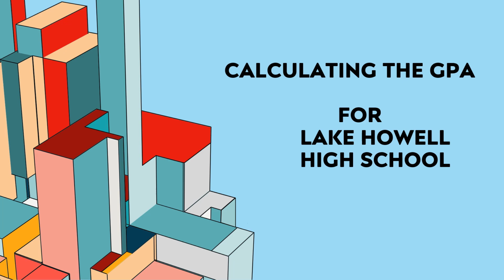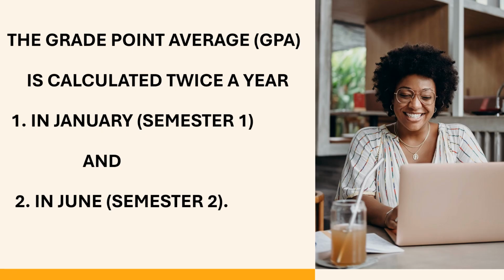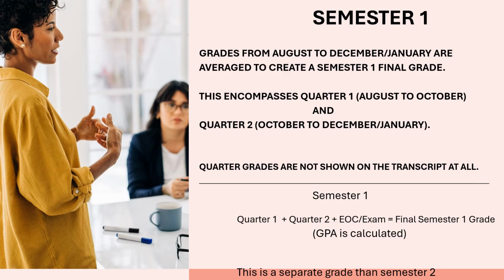Hello, this video is regarding how to calculate GPA for high school. The GPA is calculated twice a year, in January for semester 1 and in June for semester 2. Semester 1 adds the grades from August all the way through December, January. They're averaged at the end of the semester.